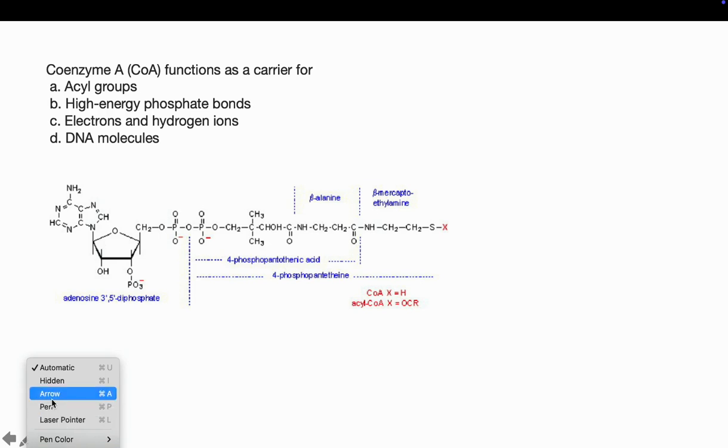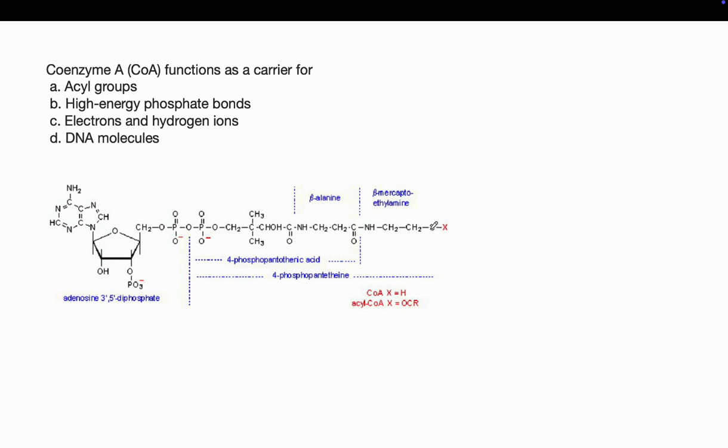Then coenzyme A, or CoA, functions as carrier for what? This is the structure of coenzyme A. We have adenosine 3,5-diphosphate. This is the adenine group here, an adenine nucleotide attached to a ribose sugar, and we have a phosphate group and two other phosphate groups here. So this is adenosine 3,5-diphosphate, and then we have phosphopantothenic acid.